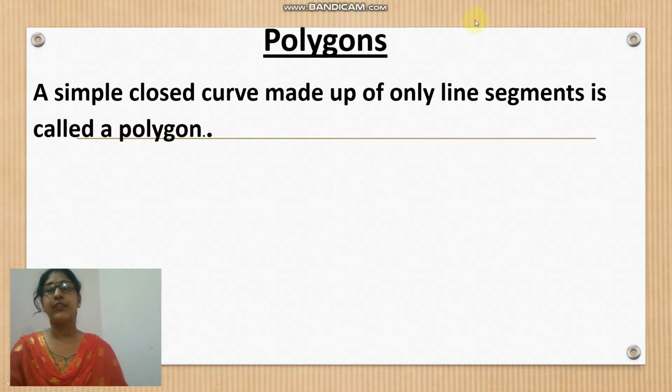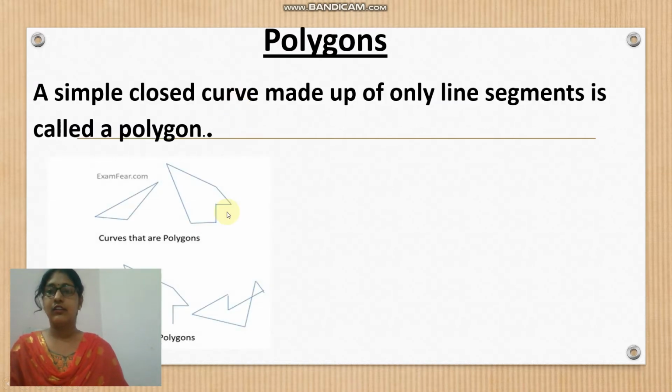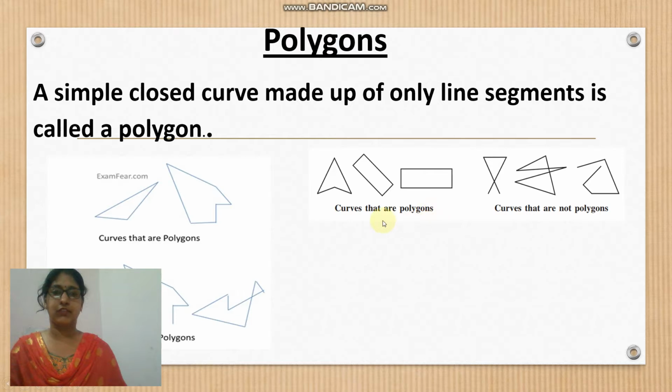Today we continue our Chapter 3, Understanding Quadrilaterals, and in this video we will understand the topic polygon. A polygon is a simple closed curve entirely made by line segments. Here you can see the pictures.